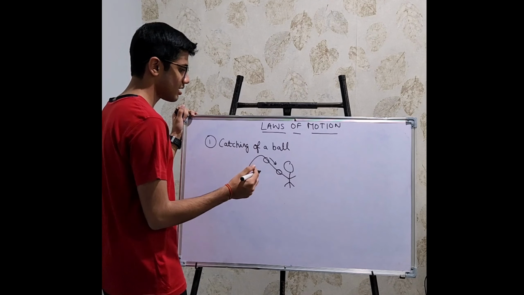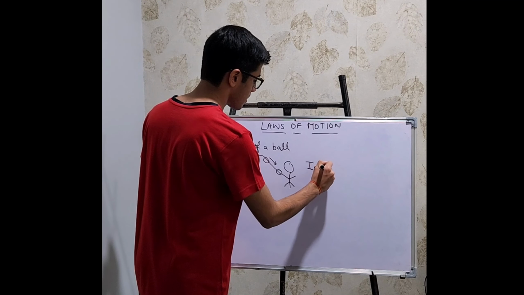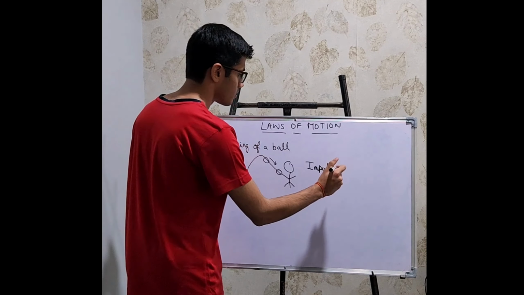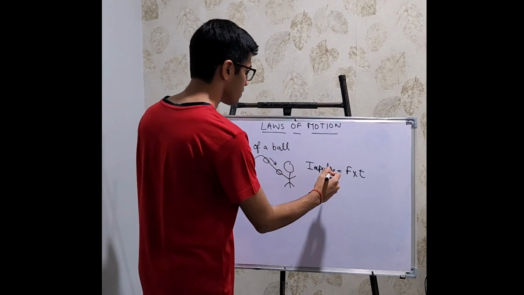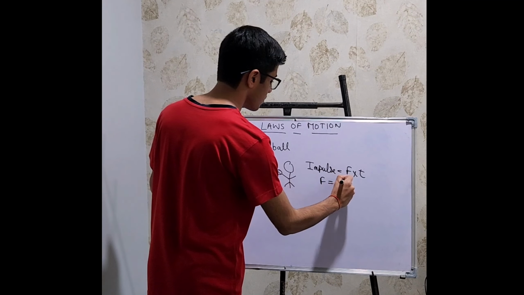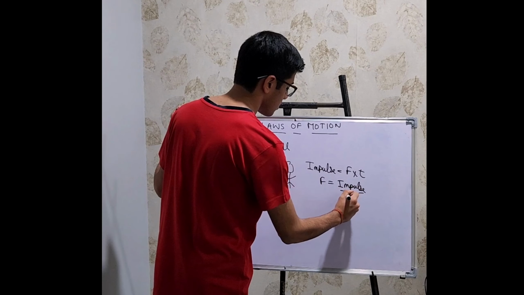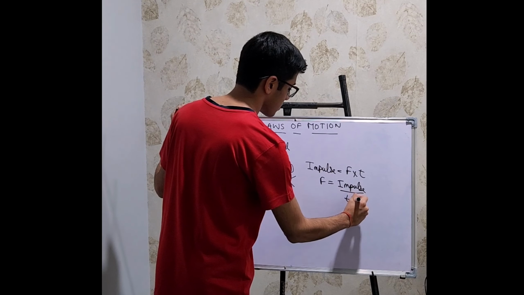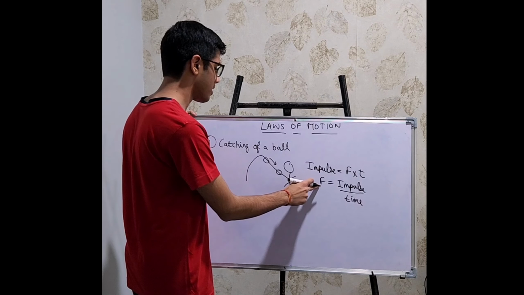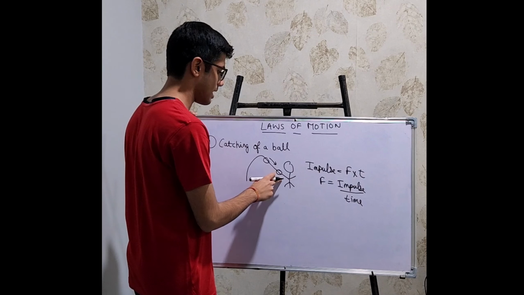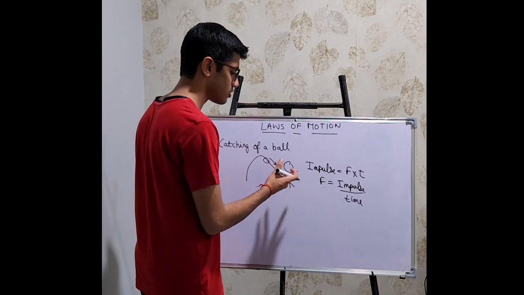So there is this formula in physics which is known as the impulse is equal to force into time. So from here we can say that force is equal to impulse divided by the time taken. So here the force is the force applied by the ball on our hands, and here the time is the time taken to catch the ball.